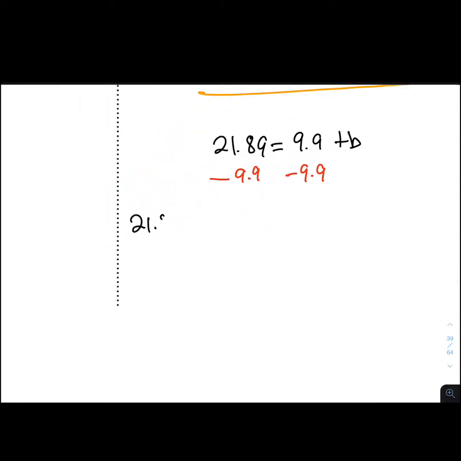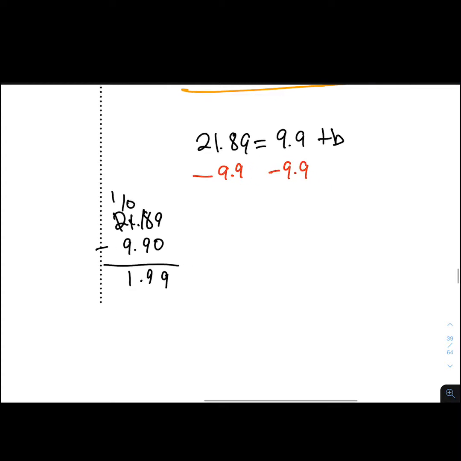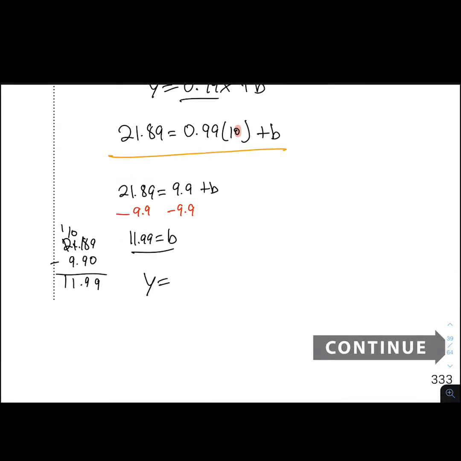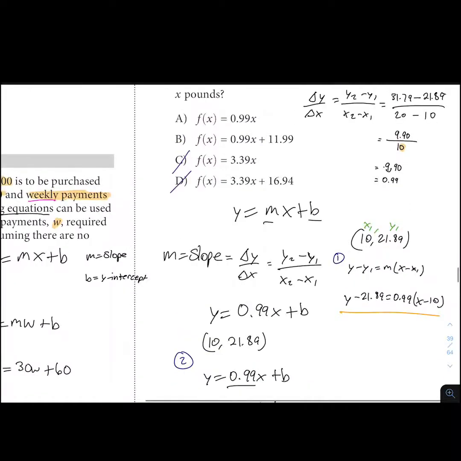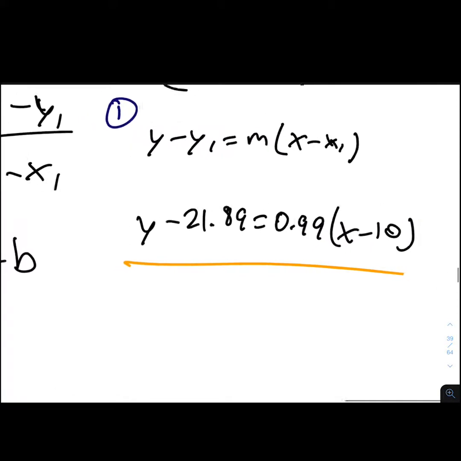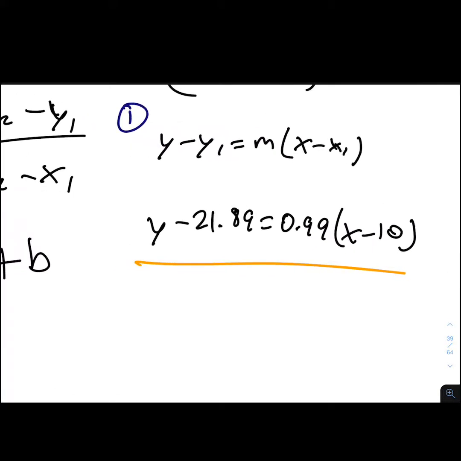Again, it's probably been a little bit since you've done this. So when you do this, it's okay to make mistakes right now. Just get more practice. Oh, my bad. So that means 11.99 is equal to my b value. So we know what our m is, we know what our b is, therefore y equals 0.99x plus 11.99. If you would have continued on with route number 1, you still would have got the same answer.